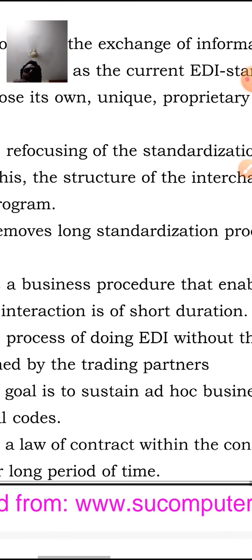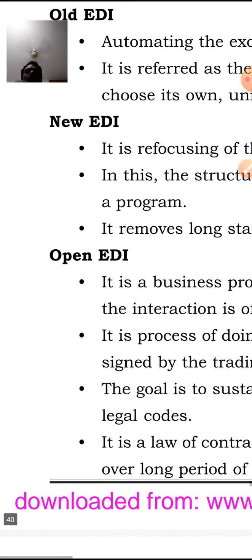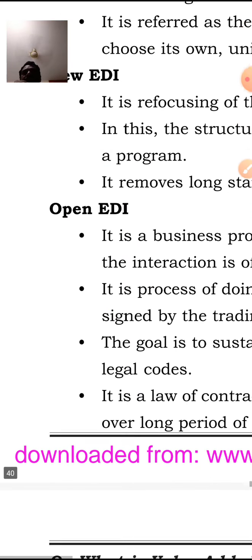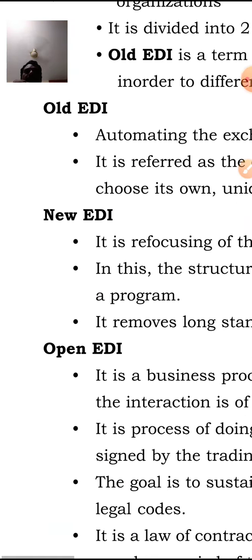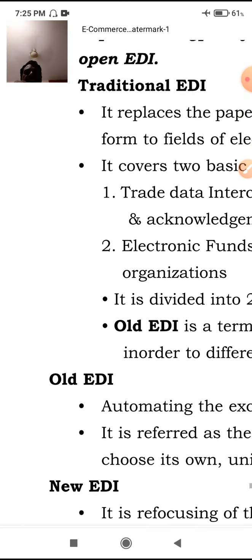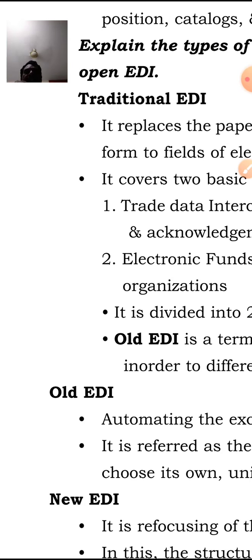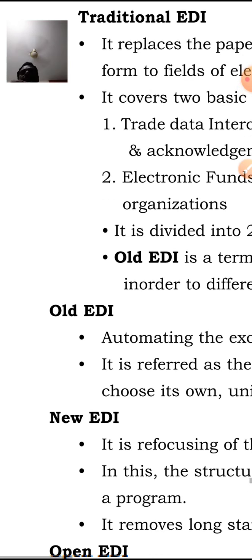Okay, with these two standardizations, the long standardization process will be reduced in the new EDI. Then one more type of EDI: one is traditional EDI and one more is open EDI. In traditional EDI, old EDI and new EDI are the subclassifications.